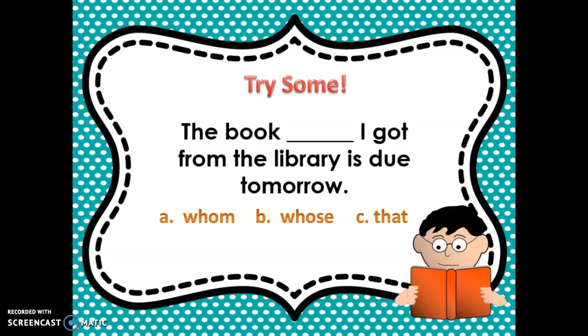So let's try some. So I have the book. If I'm looking at my little flow chart, I have it here next to me. Is it possessive? Does it show ownership? The book blank I got from the library is due tomorrow. No, the book's not owning anything. So is it a person? No. Is it essential or not essential? Well, let's pretend we're not sure. I'm not sure, so I have to use that or which. So I already can get rid of these, and my only other option is that. The book that I got from the library is due tomorrow. So my answer would be C.